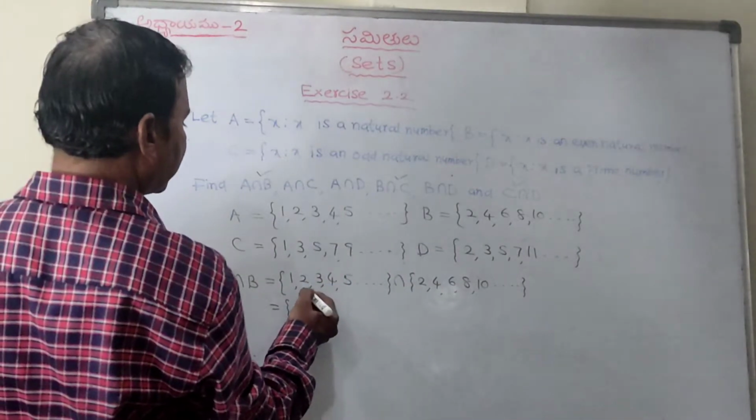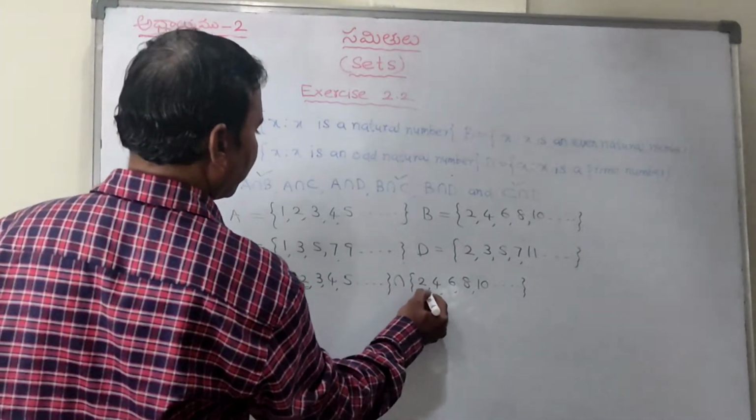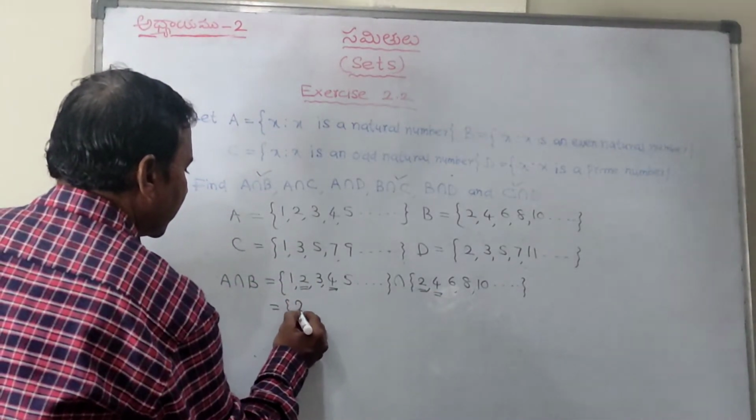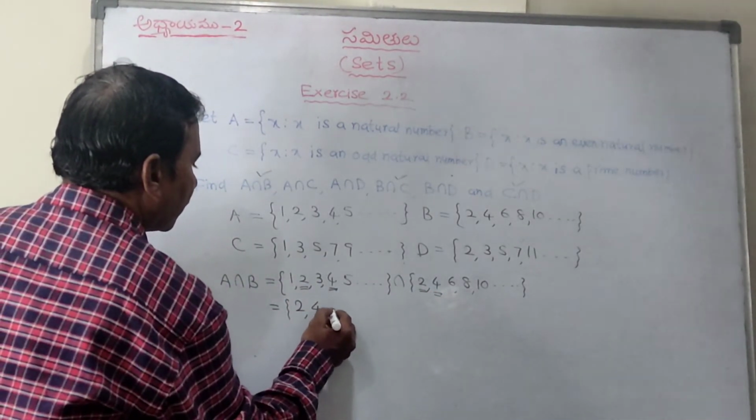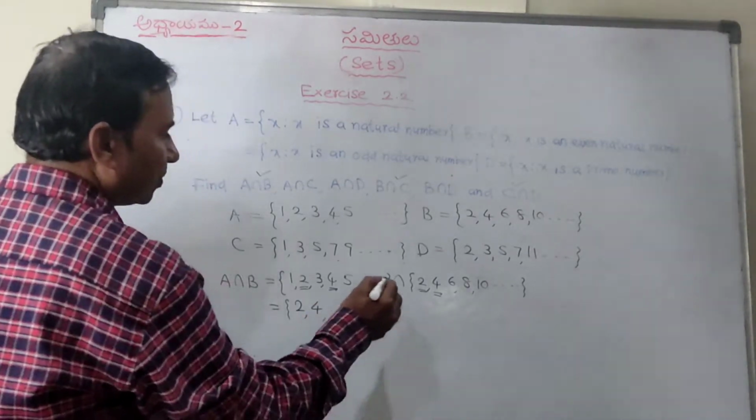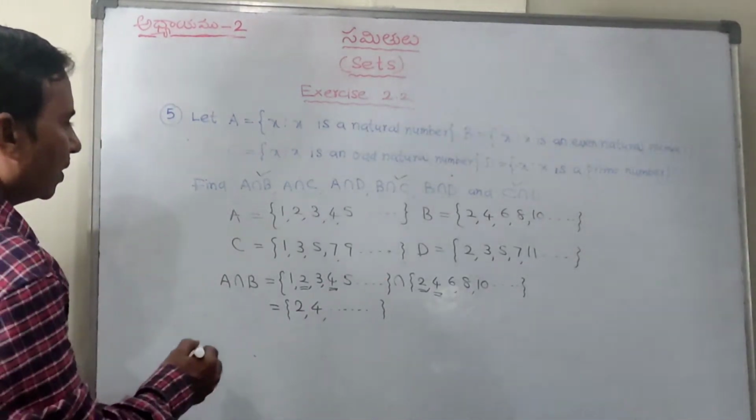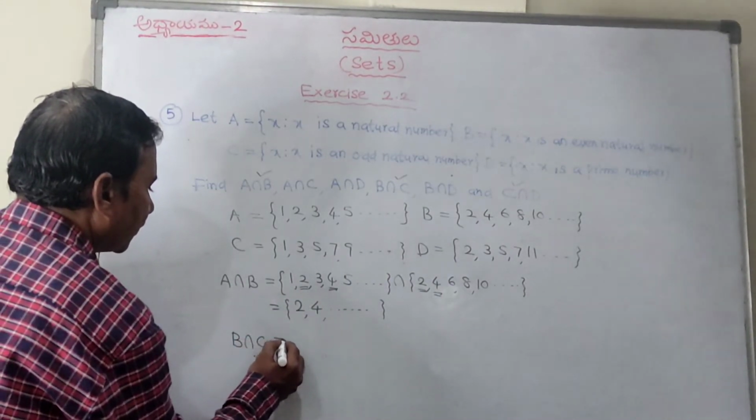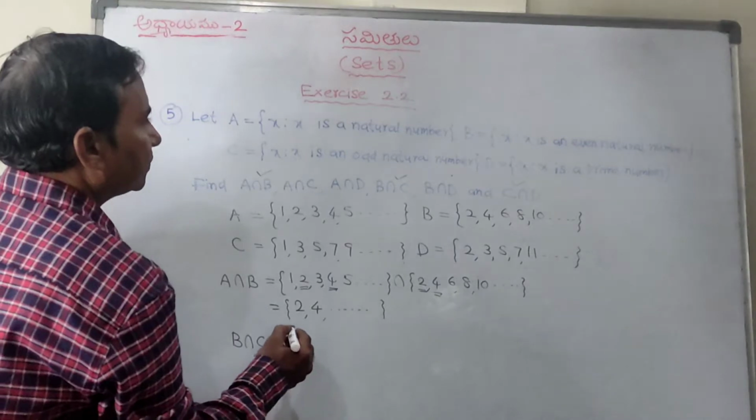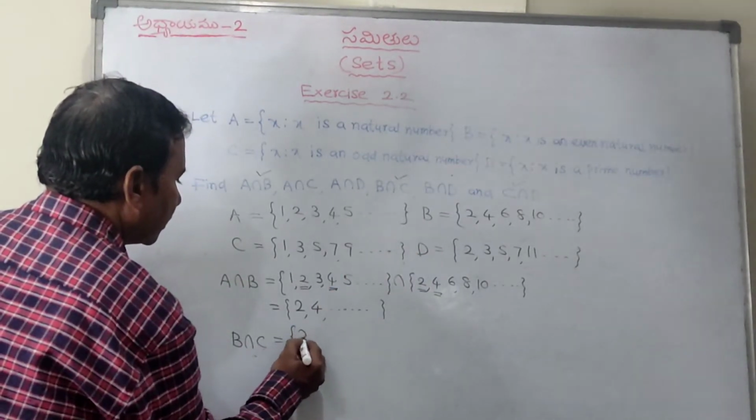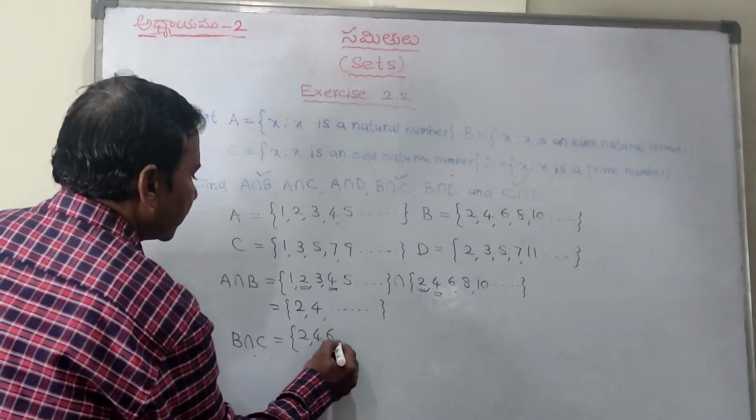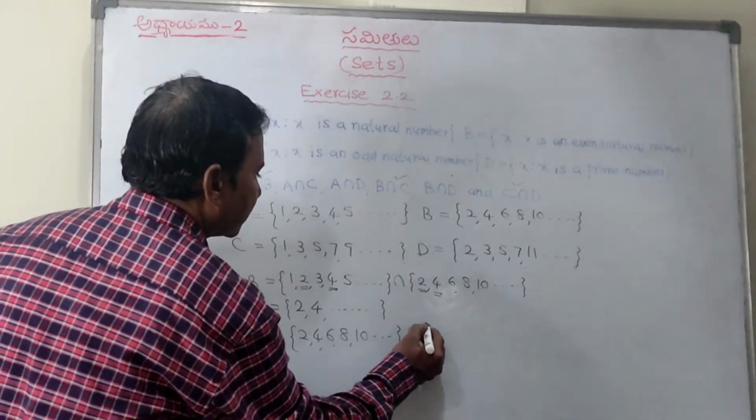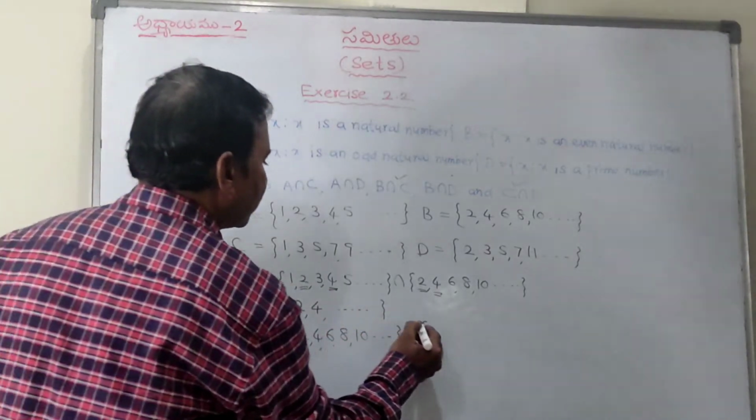What are the same elements we are having here? 2, 4, like that. Means here we should write 2, 4, so on. Means it will be continued like that, isn't it? Now take another one, B intersection C. What is B? 2, 4, 6, 8, 10, so on. Intersection. What is C? 1, 3, 5, 7, 9.